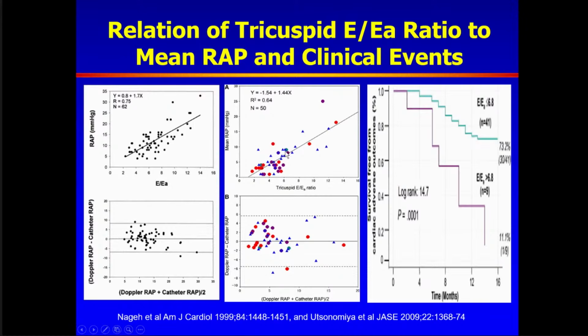An interesting study from Japan was published several years ago, here specifically looking at patients with pulmonary hypertension. And again, you see a very tight and nice relation and a cutoff value of 6.8 predicted patients with worse outcomes, albeit a smaller number of cardiac events.